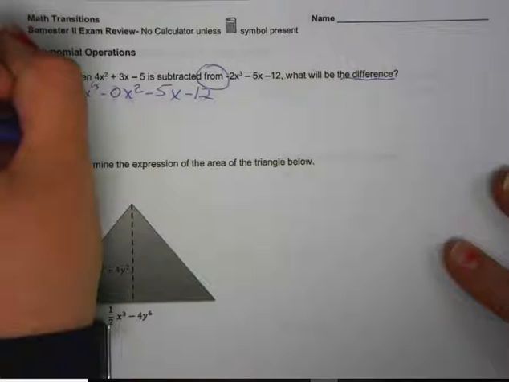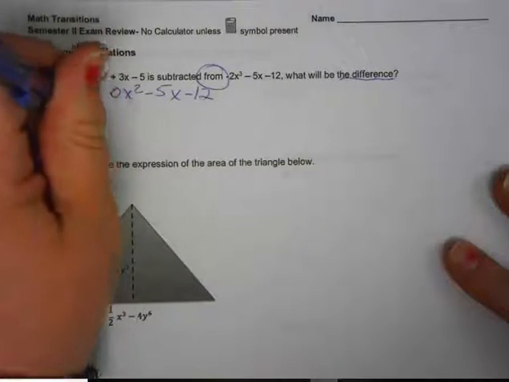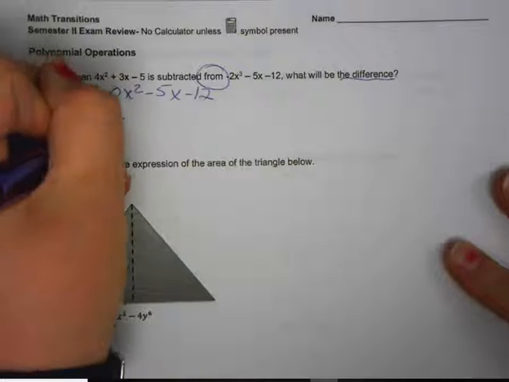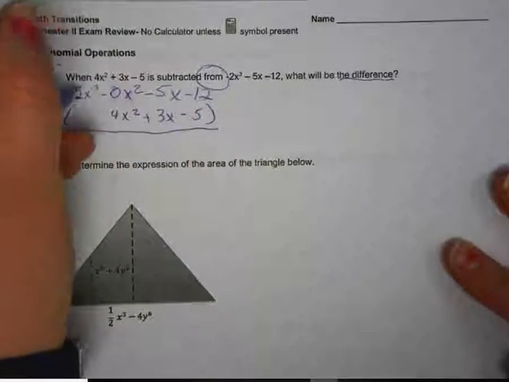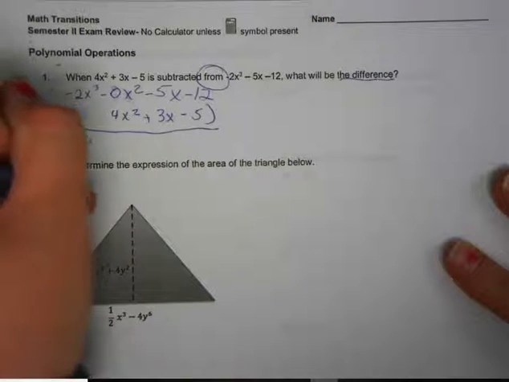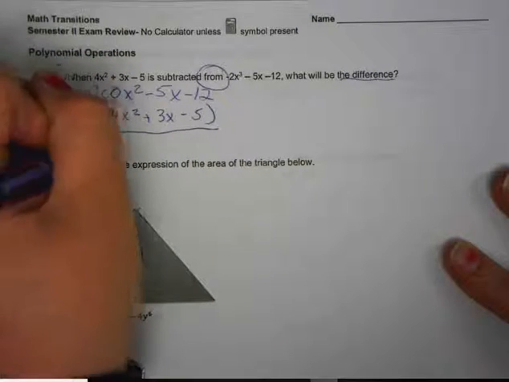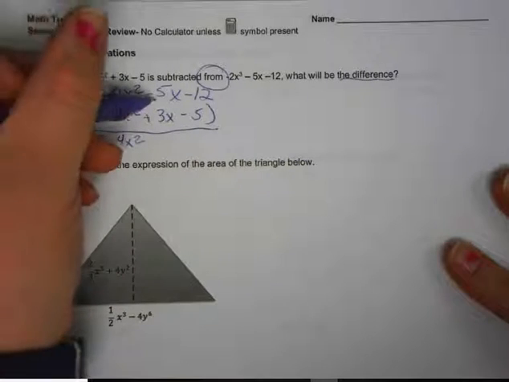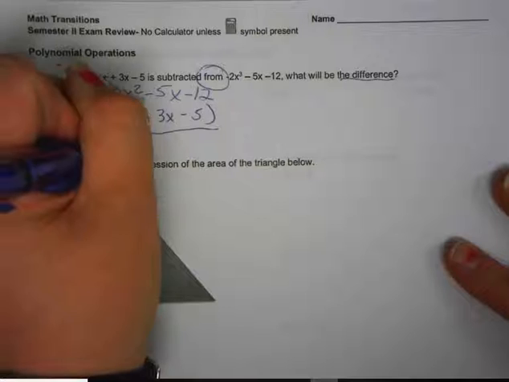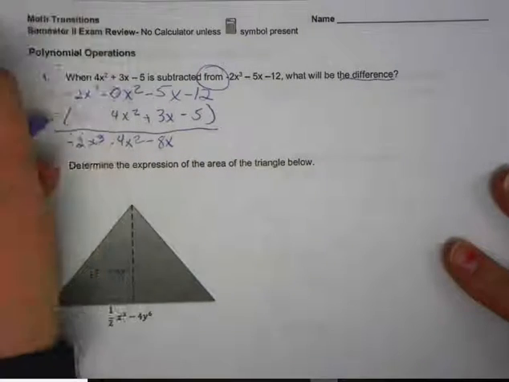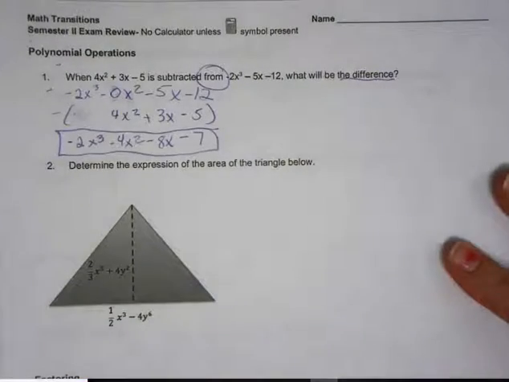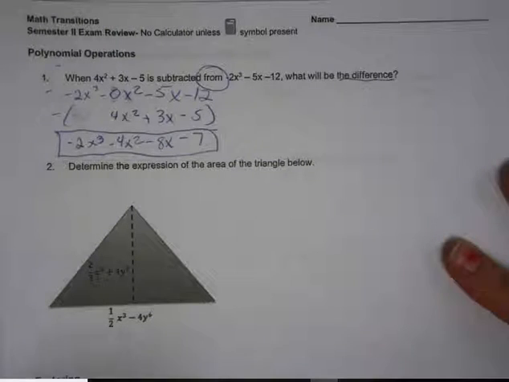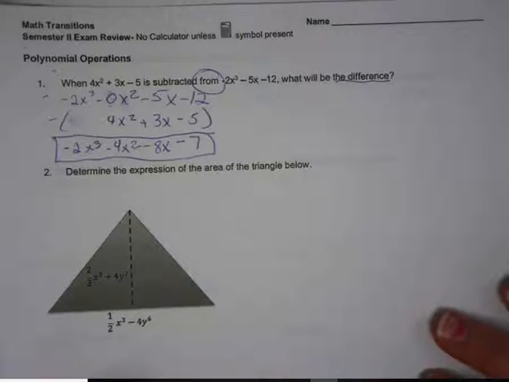And then I'm going to subtract in parentheses 4x squared. So I'm putting that in the wrong spot. 4x squared plus 3x minus 5. And then all we do is go straight down. So negative 2x cubed, there's nothing underneath it, so we keep negative 2x cubed. 0 minus 4x squared is negative 4x squared. Negative 5 minus 3 is going to be negative 8x, and then negative 12 minus negative 5 is going to be negative 7. And that is your final answer. Easy as that.